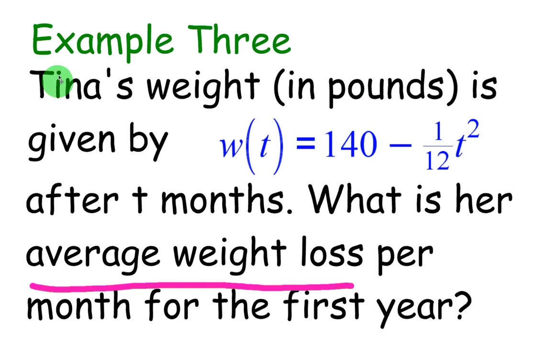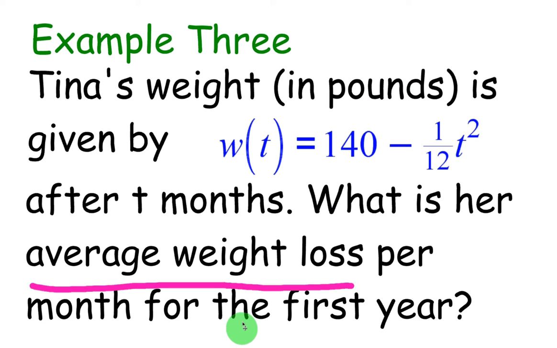All right, let's read this example together. It says Tina's weight in pounds is given by W of t equals 140 minus 1/12 t squared after t months. What is her average weight loss per month for the first year? So right off the bat, we know it's an average rate of change problem because it says average weight loss per month.